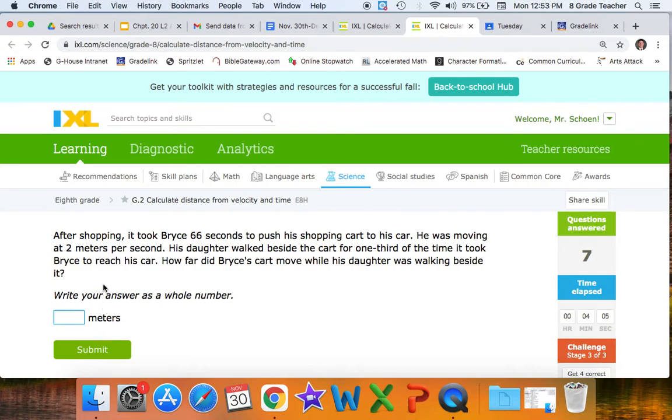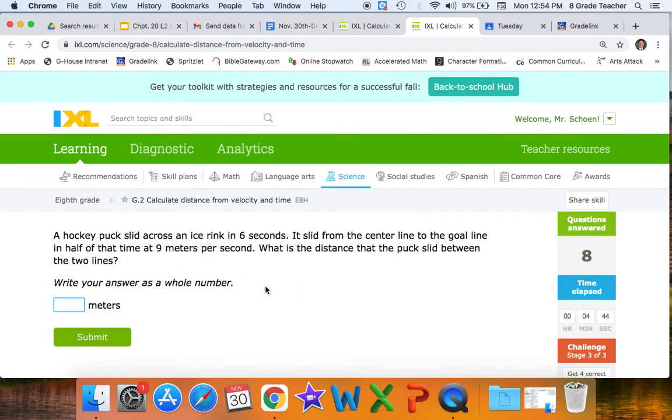Here's another example. After shopping, it took Bryce 66 seconds to push his shopping cart to his car. He was moving at 2 meters per second. His daughter walked beside the cart for 1/3 of the time it took Bryce to reach his car. How far did Bryce's cart move while his daughter was walking beside it? So it's telling us his daughter walked beside the cart for 1/3 of the time it took Bryce to reach his car. It took Bryce 66 seconds to push his cart to his car. So for 1/3 of that, you have to find 66 divided by 3, 22 seconds, and you've got 2 meters per second. You take 22 times 2. You'd say that she was traveling 44 meters in that time that she was walking next to the cart.